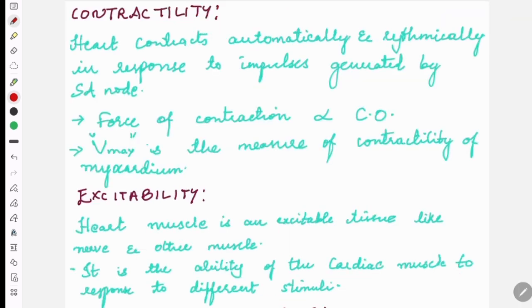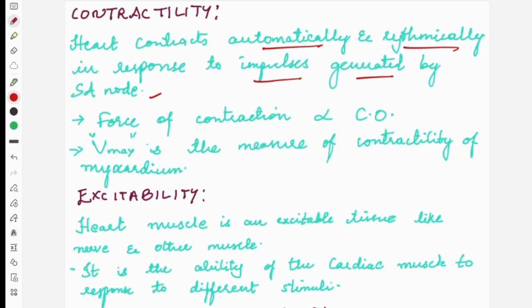The next property of the heart is contractility. What is contractility? The ability of the heart to respond to the stimuli generated by the SA node and to contract is called contractility. The heart contracts automatically and rhythmically in response to the impulses generated by the SA node. That ability of the heart to contract is called contractility.